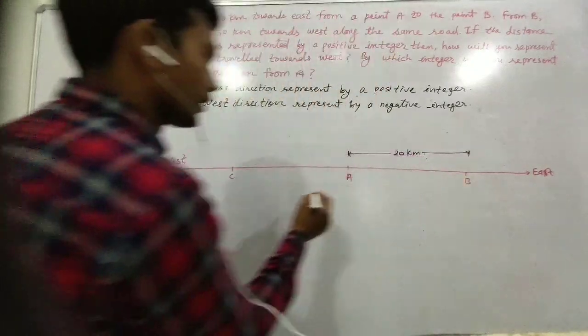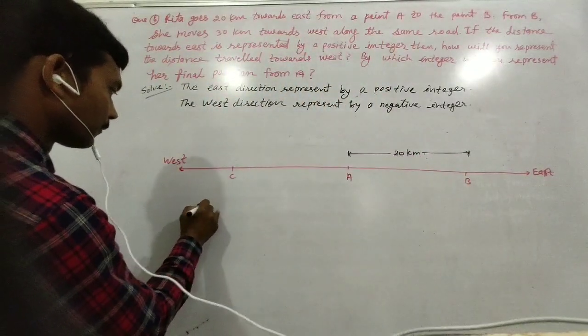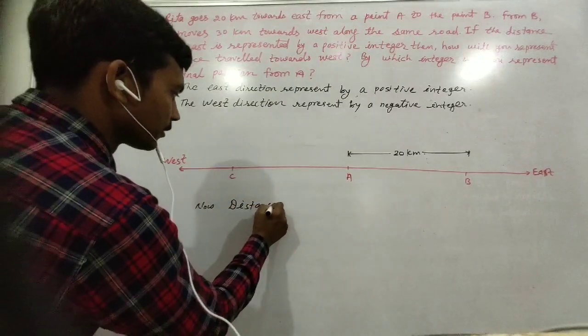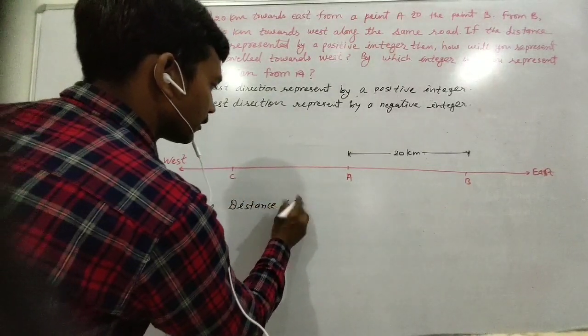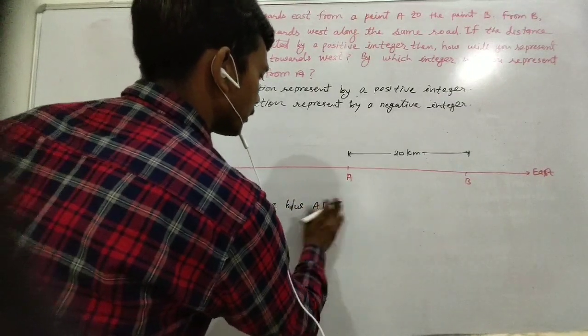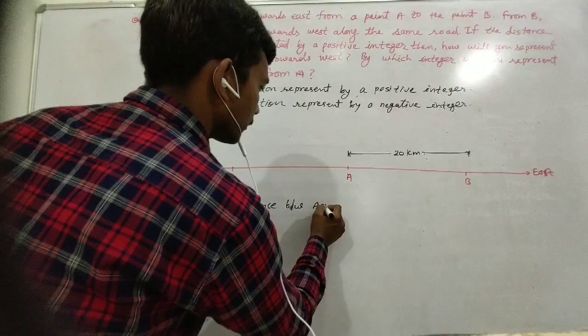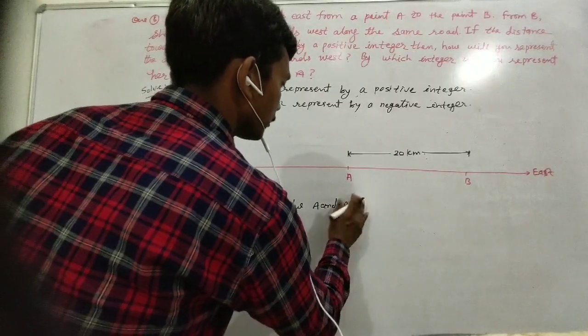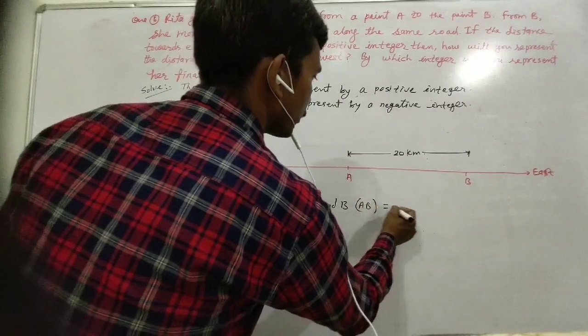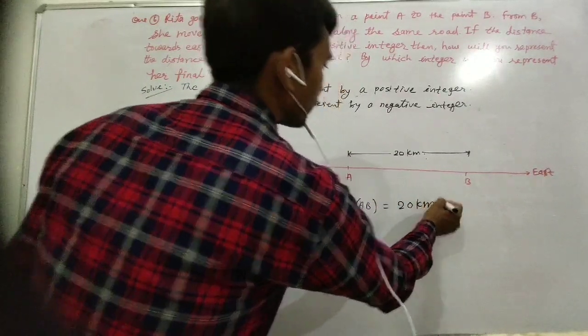Then the distance between A and B, AB, equals 20 kilometers.